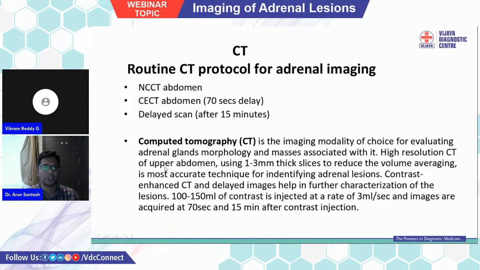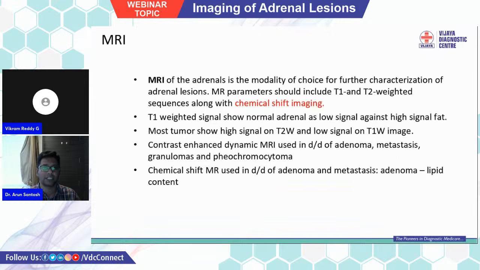So for high resolution CT of the upper abdomen we use 1 to 3 mm thick slices, reducing the volume averaging, and it is the most accurate technique for identifying adrenal lesions. Contrast enhanced CT and delayed images help in further characterization of the lesions. Generally, we use 100 to 150 ml of contrast at a rate of 3 ml per second, and post-contrast images are required at 50 seconds and 15 minutes delay after the contrast injection.